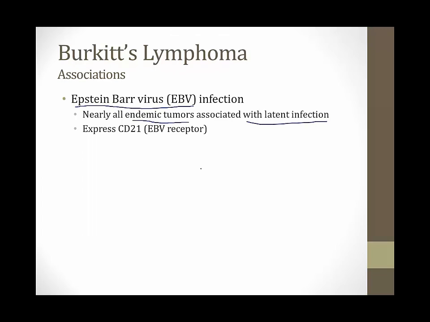And very importantly, the Epstein-Barr virus uses the CD21 surface marker on B cells to gain entry to the cells. So if you know that, then it should make sense to you that all the endemic tumors associated with Epstein-Barr virus infection will have tumor cells that express CD21.